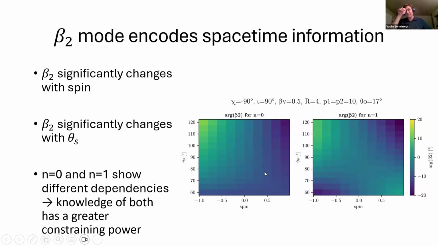So what we can see here, first, beta-2 modes noticeably change both with spin and theta s. So actually, beta-2 modes have the geometry information in them. We learned something about the geometry by measuring them. What's even more interesting is that the patterns look different for n equals 0 and n equals 1, meaning if we can measure beta-2 for n equals 1, we gain even more information. Maybe we can even constrain things like spin. It gives us hope that it's a useful measurement.